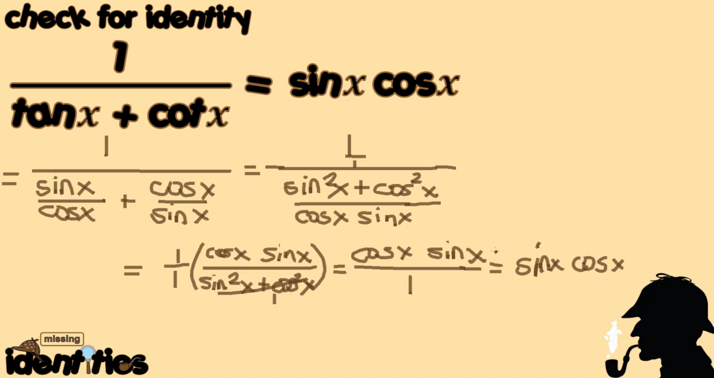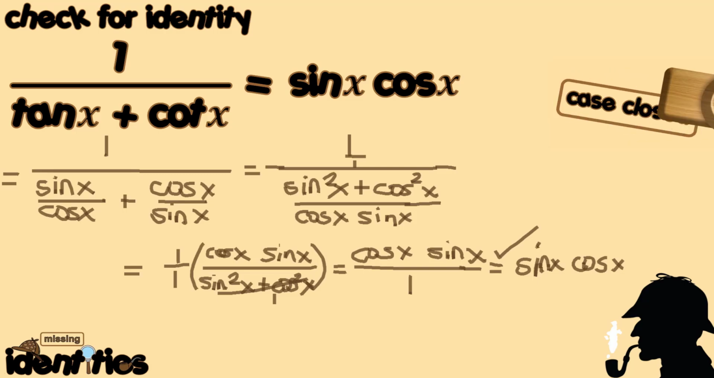This is the same as the right-hand side of our given equation, and hence we have established that 1 over tangent x plus cotangent x is equal to sine x times cosine x, the identity. This case for the missing identity is now closed.